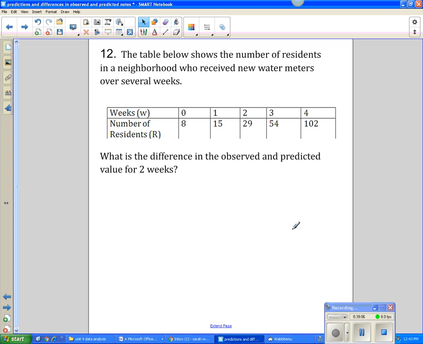All right, last one, number 12. The table below shows the number of residents in a neighborhood who received new water meters over several weeks. What is the difference in the observed and predicted value for 2 weeks? All right, so the first thing I want to get is the function. So I put it in stat.